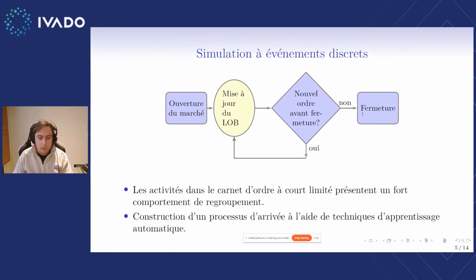The problem in many markets is that you have very specific arrival processes. In simulation, you often consider Poisson processes, but in a trading market, you see that there is an effect of clustering between the orders, so we have to take this into account. Jean-Francis has worked a lot on setting up a nice arrival process that combines the tick arrival process and machine learning techniques.